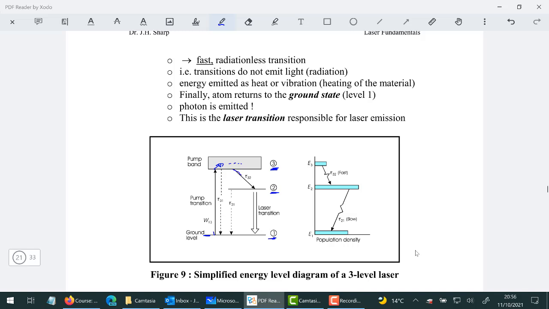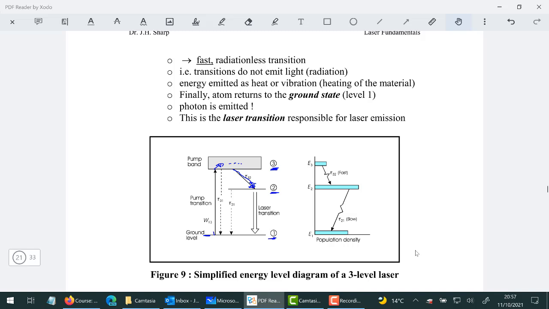They will fall down into level 2, they will relax down into level 2, and usually this is a non-radiative process. Okay, what do I mean by that? I mean that it's not giving out light, it's giving out heat. It's not giving out laser radiation, it's just giving out wasted energy.